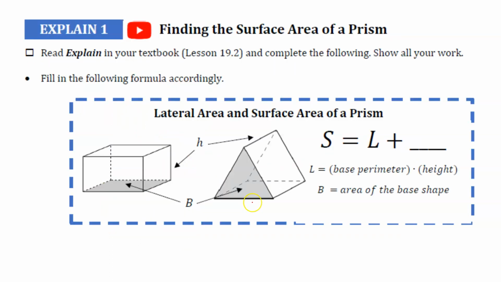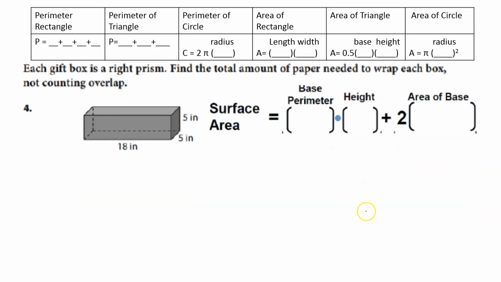Alright. So under Explain 1, it says finding the surface area of a prism. Here, this will be our lateral area, which is just base perimeter times height, plus 2 bases, because there is a top and bottom portion for every 3D shape that we see in this particular lesson. All right, so let's see here. We want to gift wrap a right prism. Find the total paper that would be needed, if we didn't have any overlap, of course.